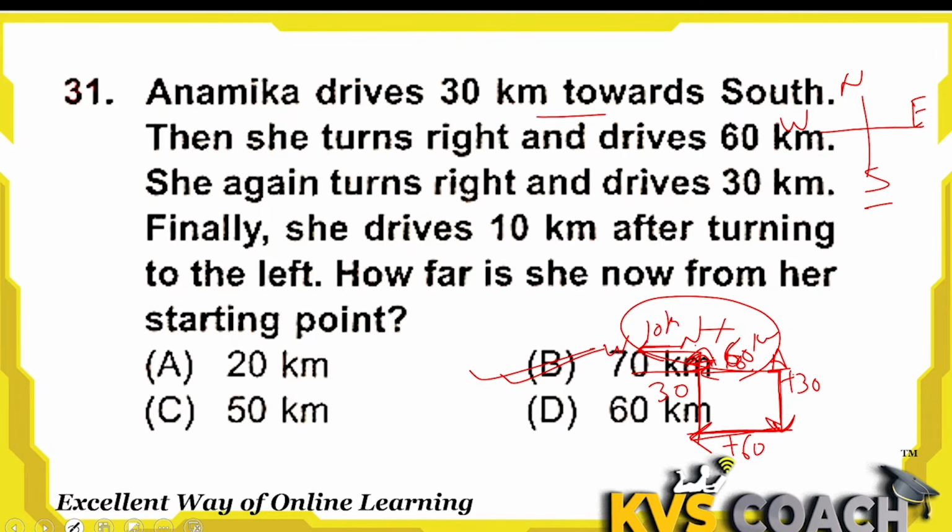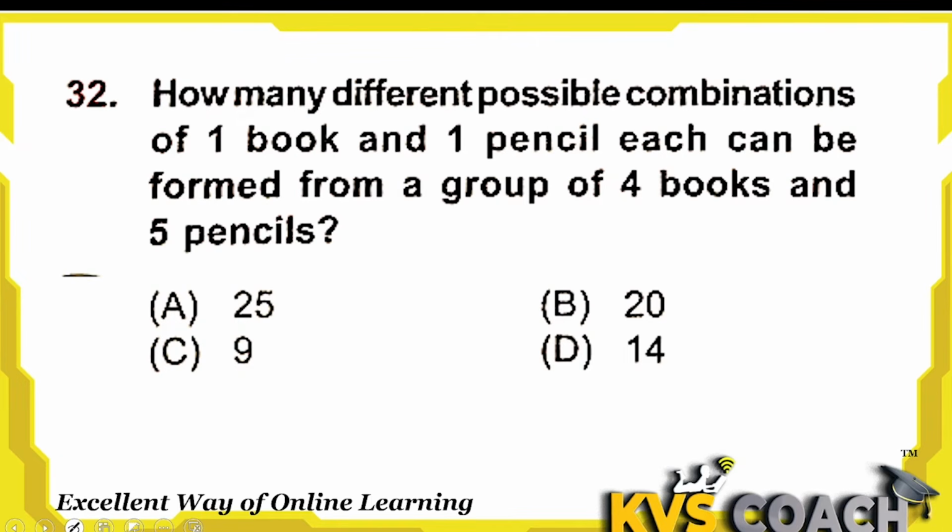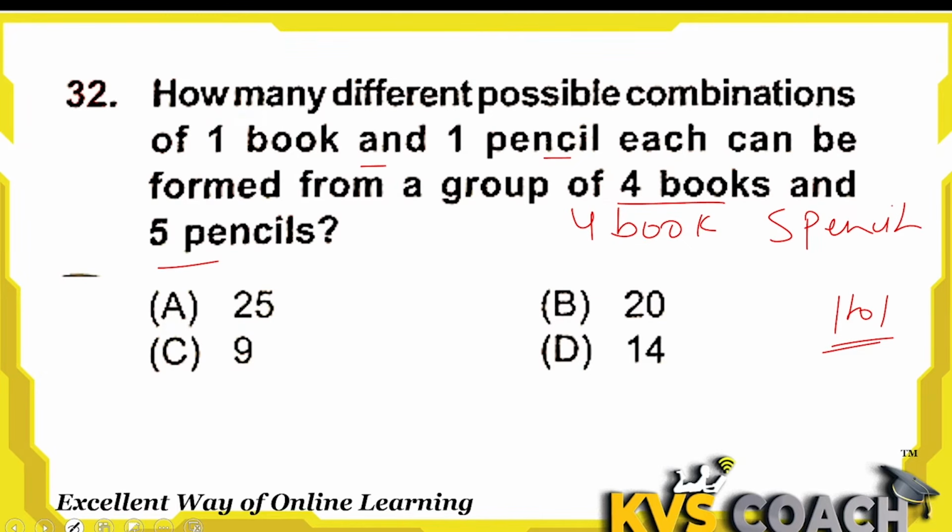Okay. Next is question number 32: how many different possible combinations of one book and one pencil each can be formed from a group of 4 books and 5 pencils? Combination should be 1 to 1. In this type of question, the trick is that you have to multiply both the numbers and you will get the number of sets. So 4 into 5 is 20. So 20 sets can be formed from one book and one pencil. You should multiply both the numbers. So 20 is the right answer.